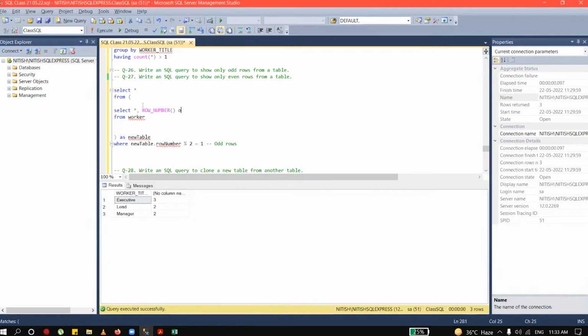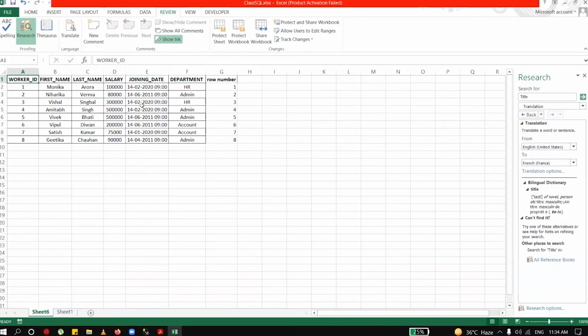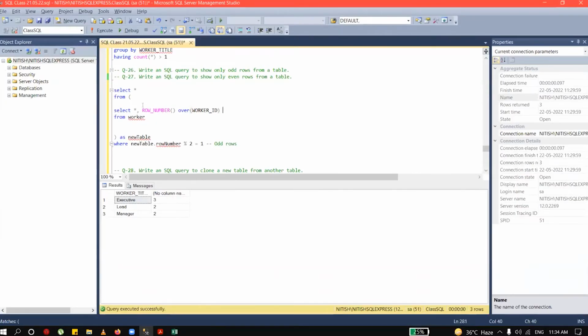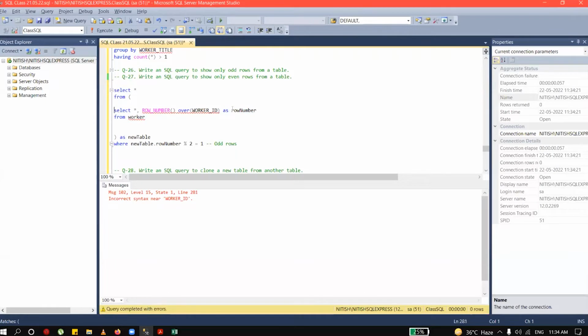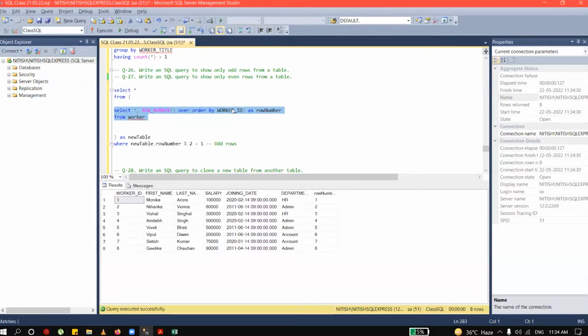So I will write here OVER worker ID, right? Worker ID. And over here I'm going to use aliasing. This is the alias name, like the aliasing we do with AS. If I run this, I get a syntax error over worker ID. So over, let's say ORDER BY worker ID. You can see a row number has been created for me.